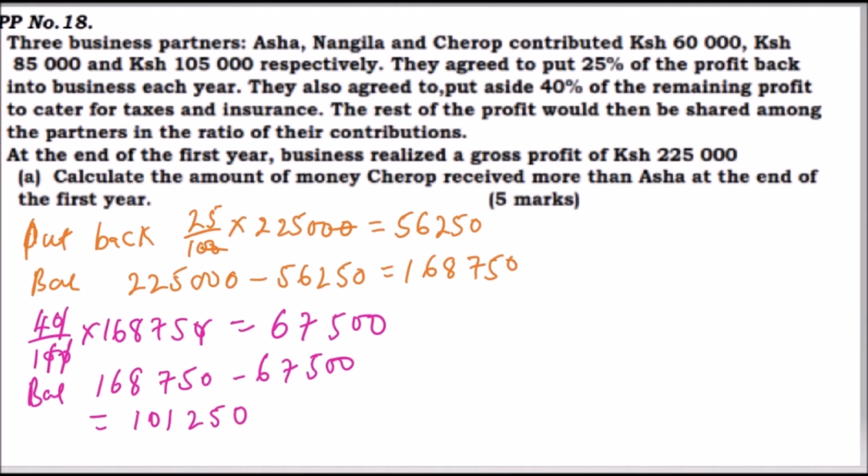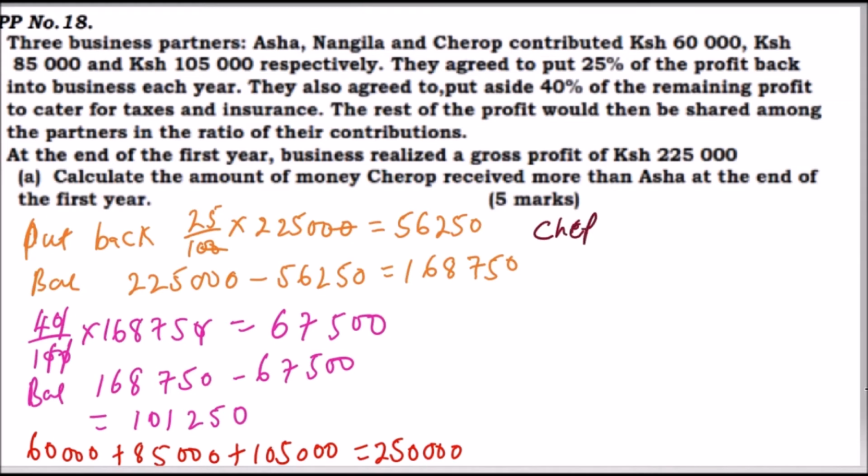The amount they had each contributed, you can add 60,000 plus 85,000 plus 105,000, that should give you 250,000. Use your calculator. Now this is the profit which remained, 101,250, to be shared among the three according to their contribution.